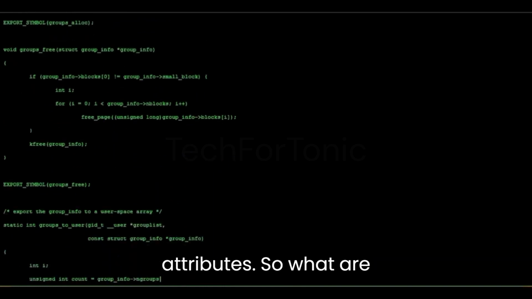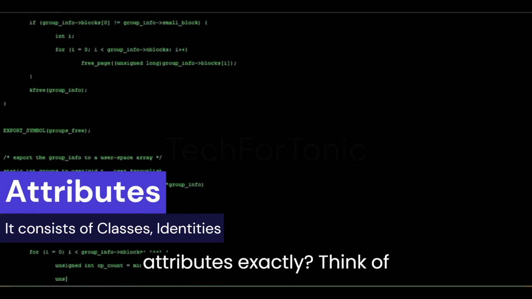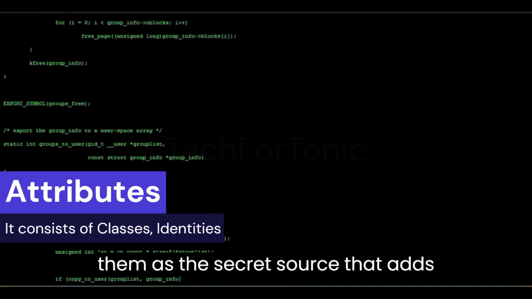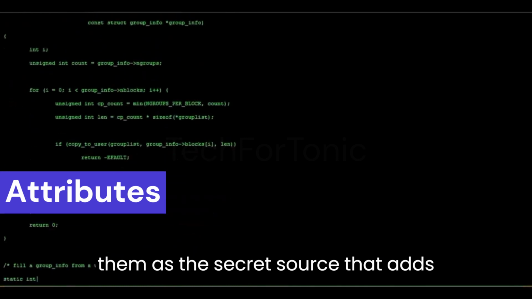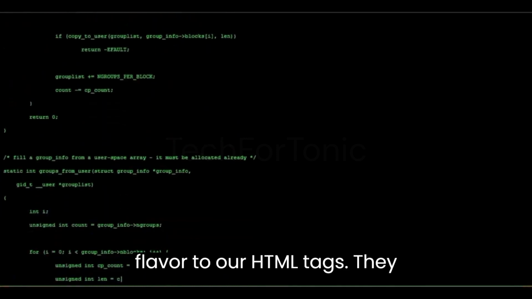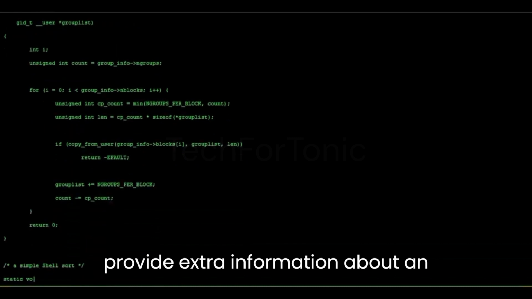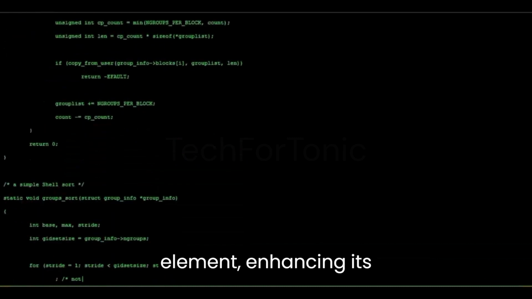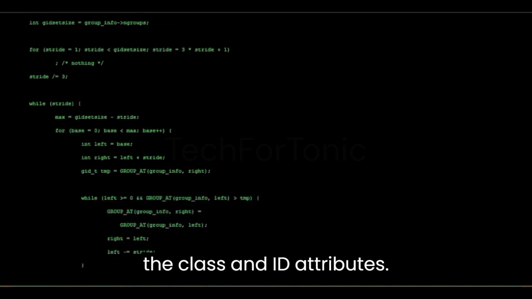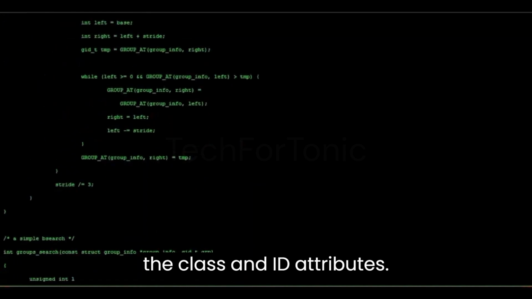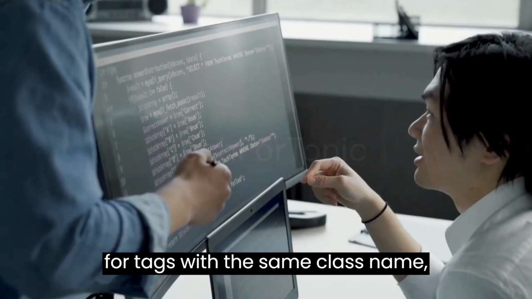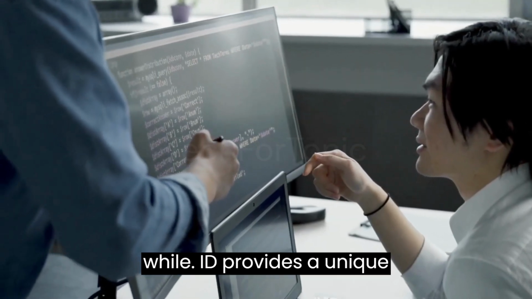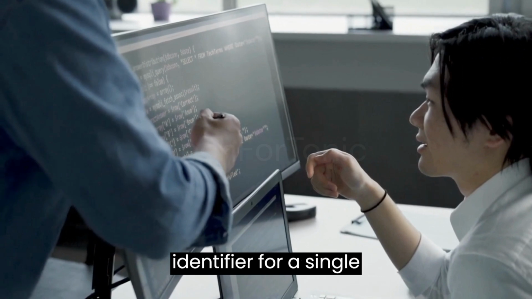Tags are great, but to make them even better, we use attributes. So what are attributes exactly? Think of them as the secret sauce that adds flavor to our HTML tags. They provide extra information about an element, enhancing its functionality and appearance. For instance, let's consider the class and ID attributes. Class allows us to define equal styles for tags with the same class name, while ID provides a unique identifier for a single tag.